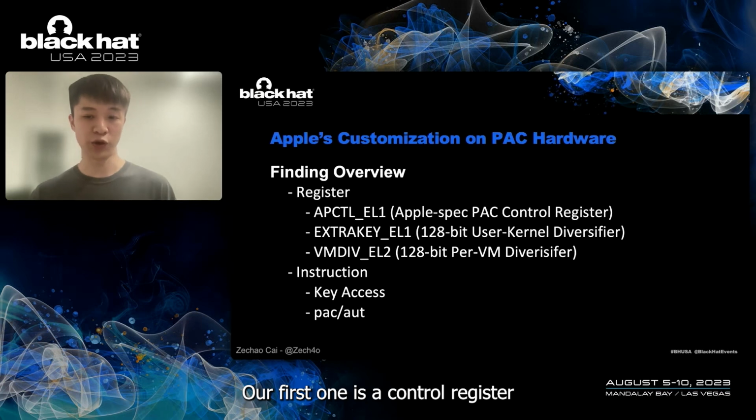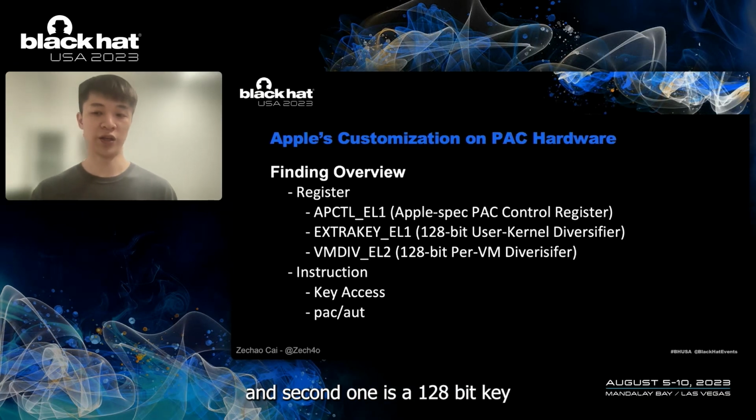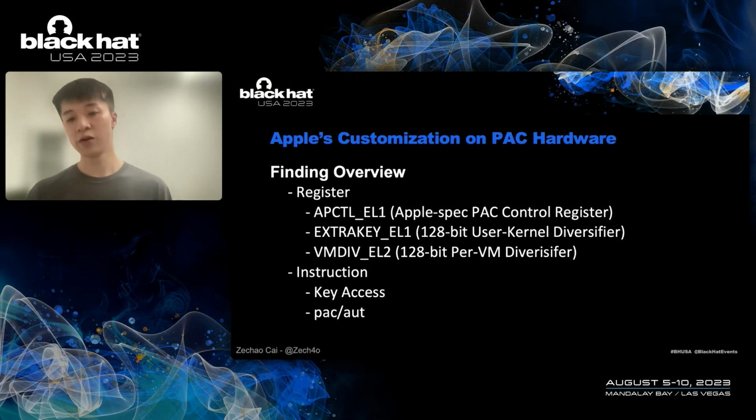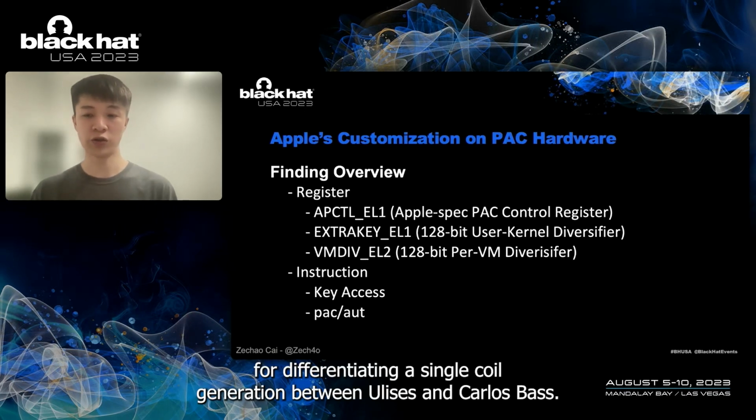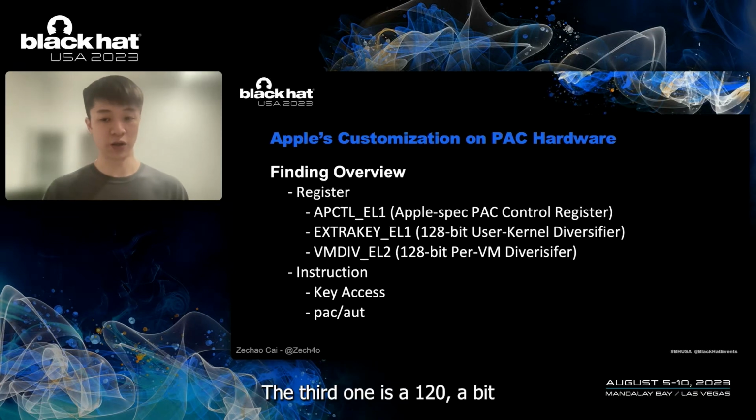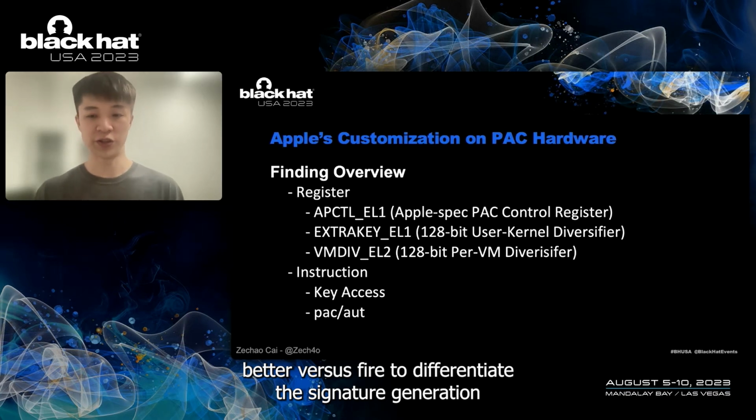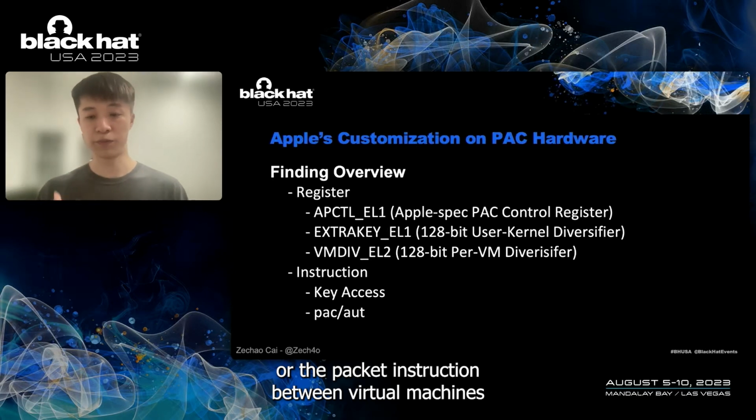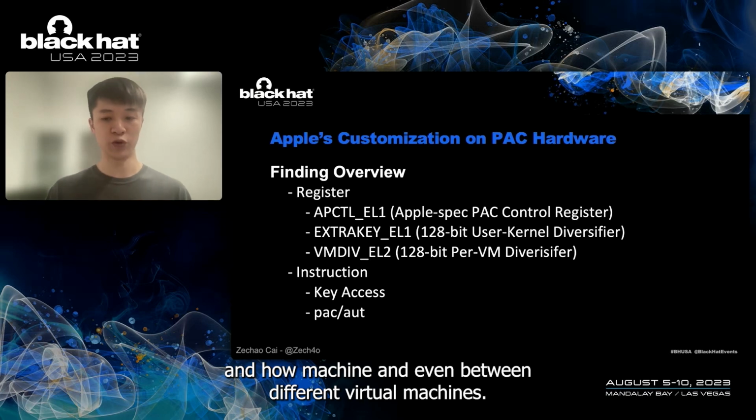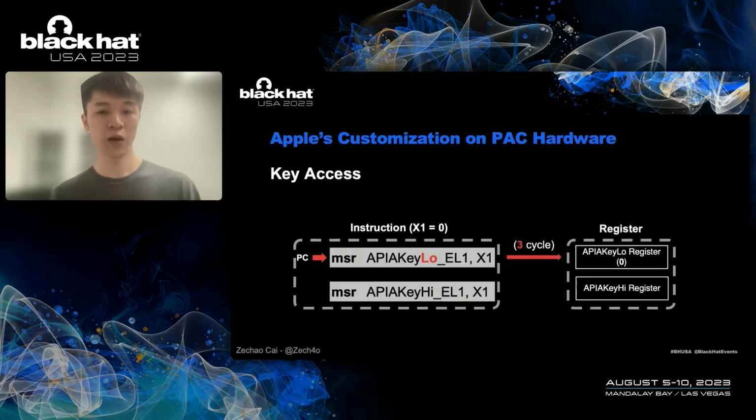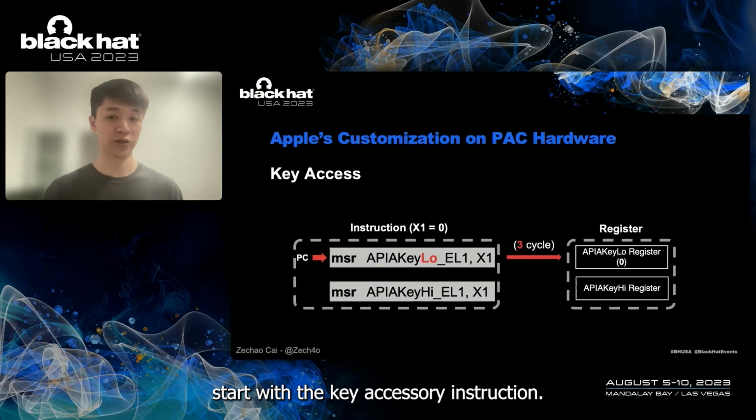The first one is a control register. The second one is a 128-bit key for differentiating the signature generation between user space and kernel space. The third one is a 128-bit diversifier to differentiate the signature generation of the PAC instruction between virtual machines and the host machine, and even between different virtual machines. So let's start with the key access instruction.